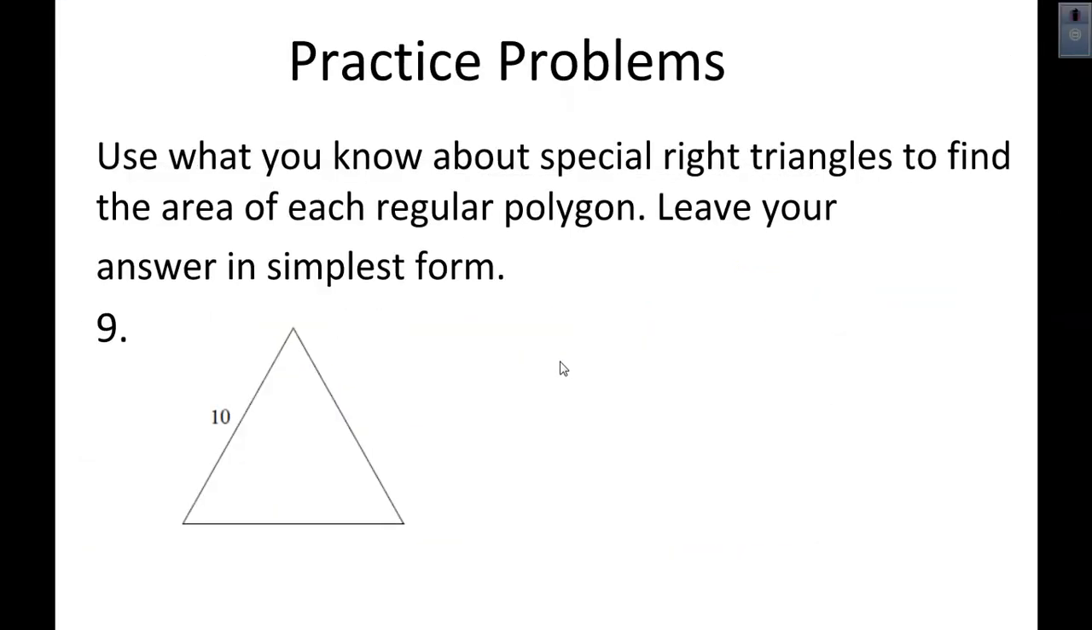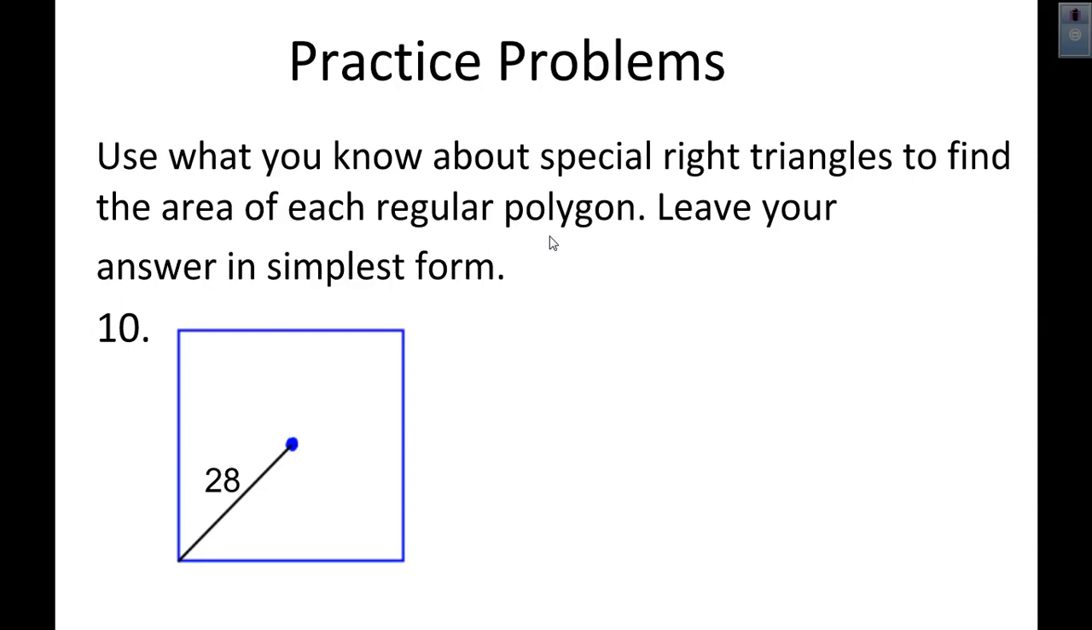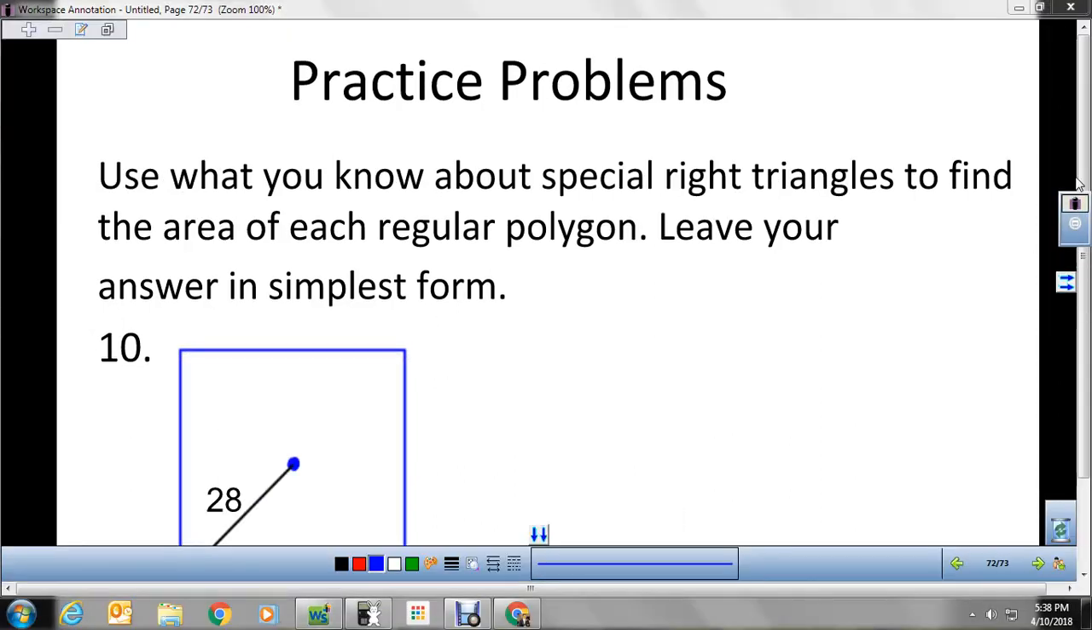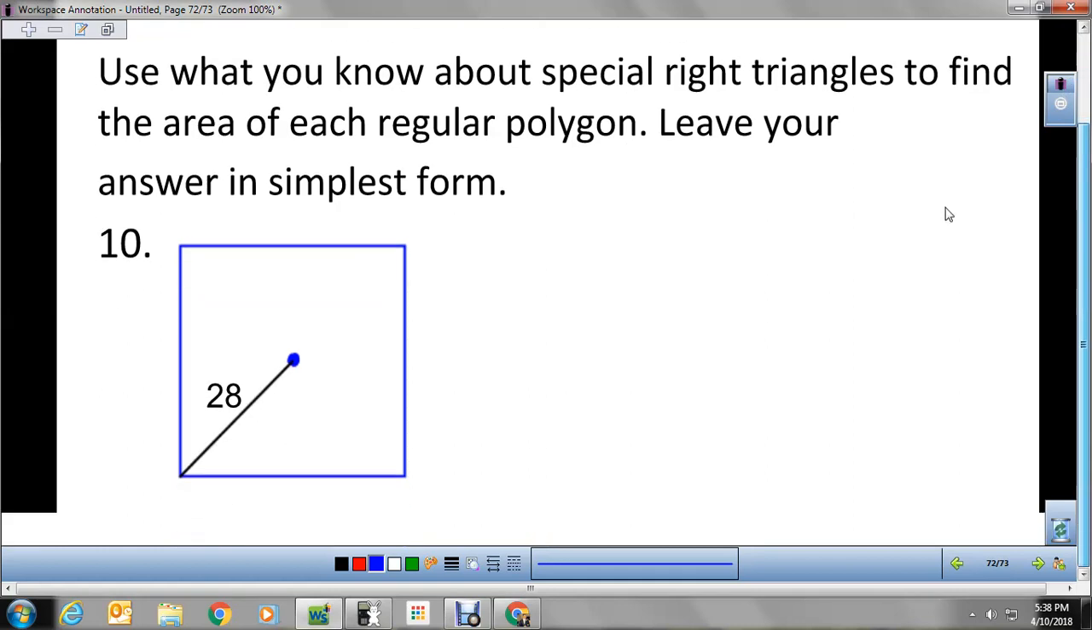All right, so let's go look at number 10 now. 10 is a square. This is a unique polygon because there's actually several ways we can calculate it. We can go back to what we learned first about a square, which is 1/2.